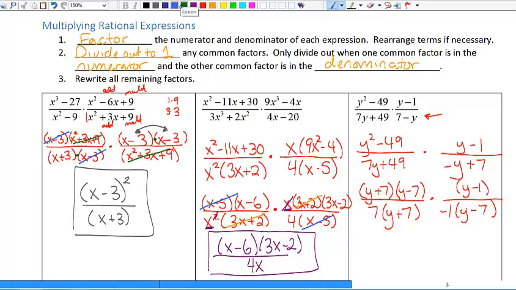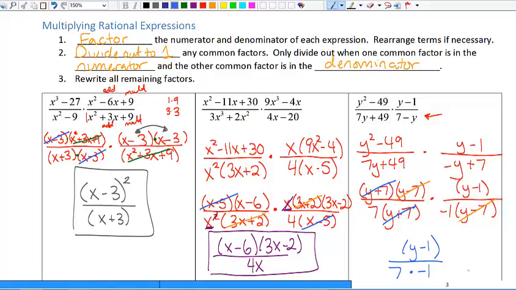So what divides out nicely? Well, I have a y plus 7 in the numerator and a y plus 7 in the denominator. Using a different color, I have y minus 7 and y minus 7, one in the top and one in the bottom. And I think that's it. So what do I have left in the top? Y minus 1. And in the bottom I have a 7 and a negative 1.